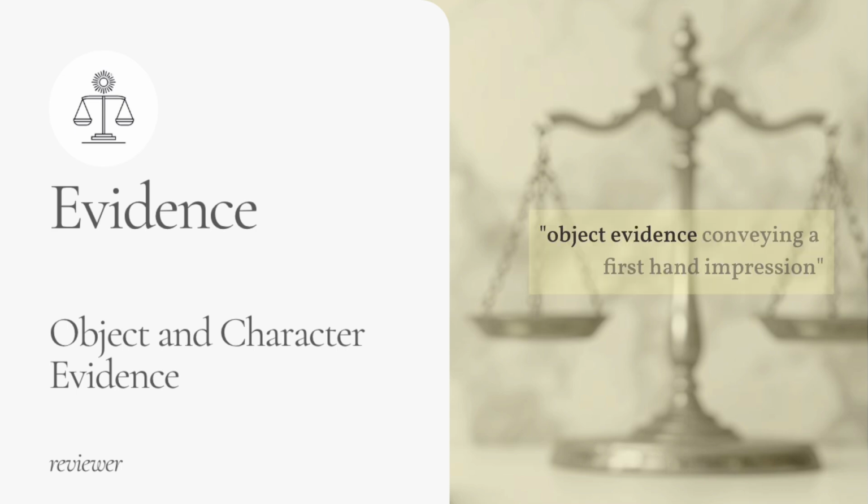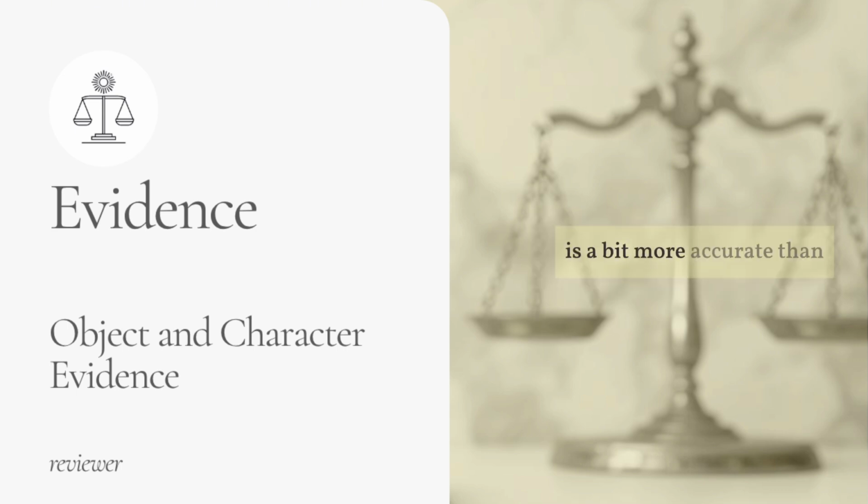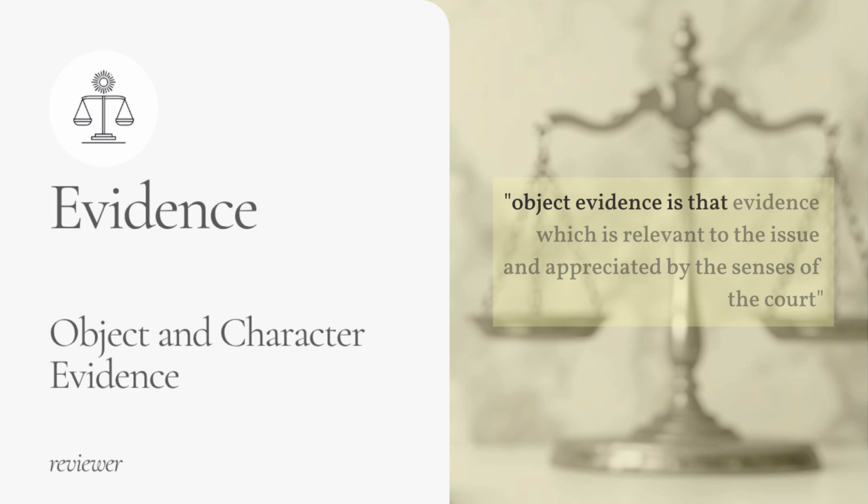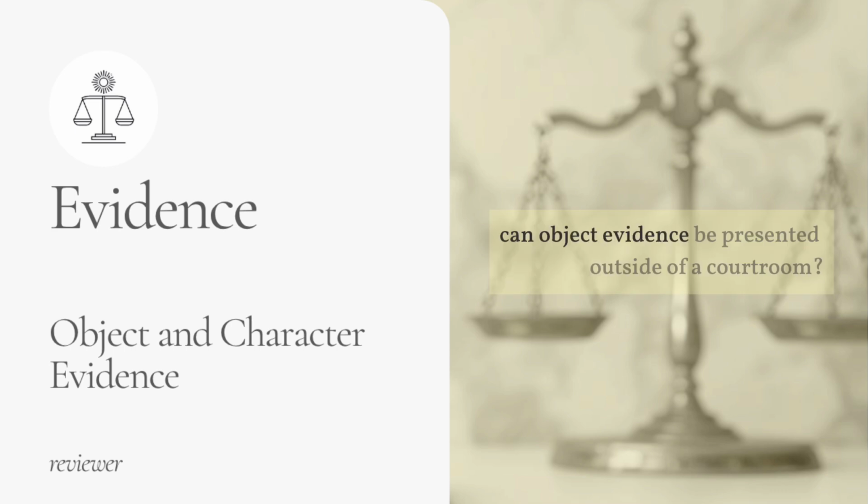So object evidence conveying a first-hand impression is a bit more accurate than saying object evidence is that evidence which is relevant to the issue and appreciated by the senses of the court. Can object evidence be presented outside of a courtroom? Yes. The inspection or view outside of the courtroom of any scene or object relevant to the issue should be made in the presence of the parties, or at least with previous notice to the parties, so that they may show the object to be viewed.